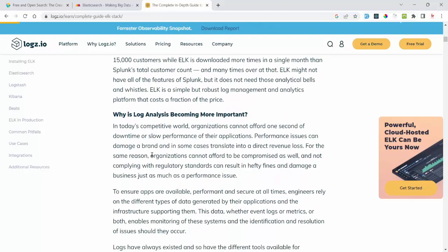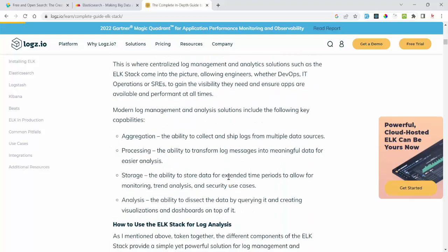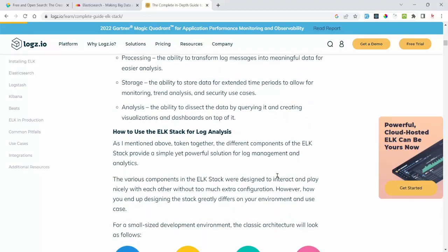And they are further discussing log analysis, what is the importance of log analysis and all. So you can just Google it and read it.